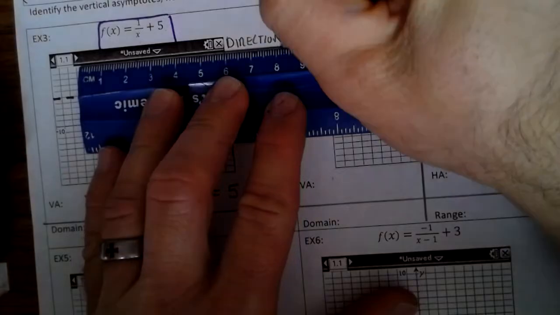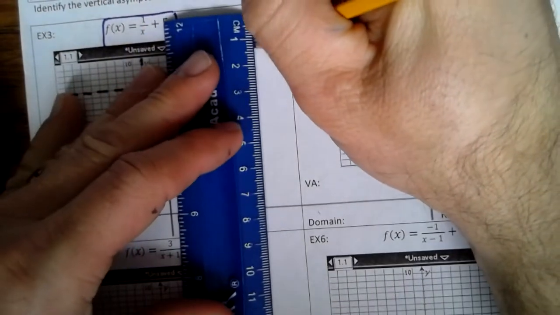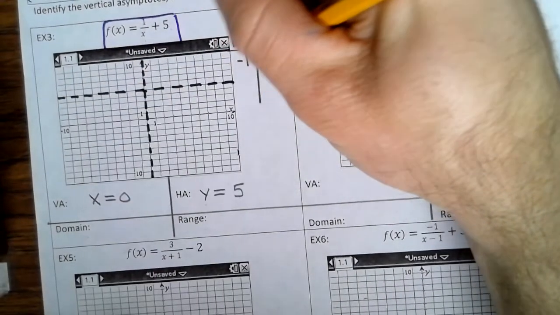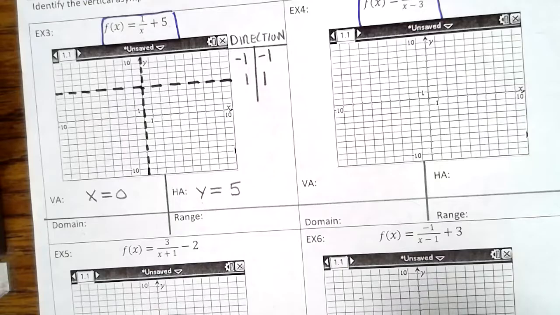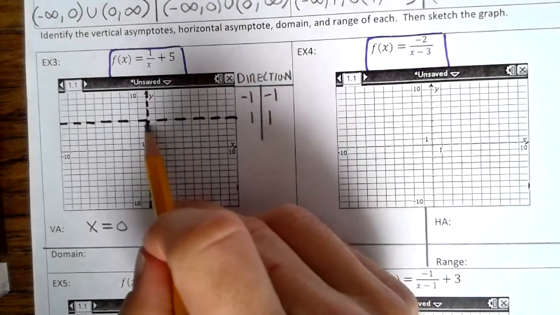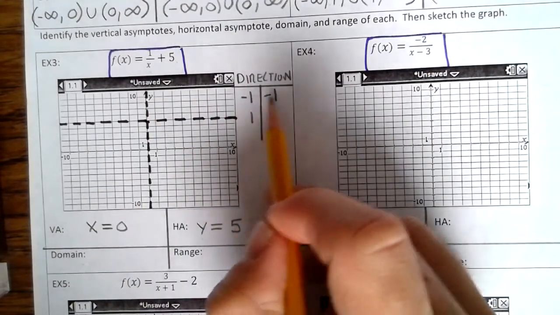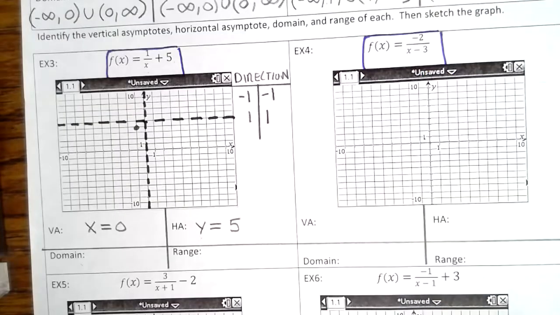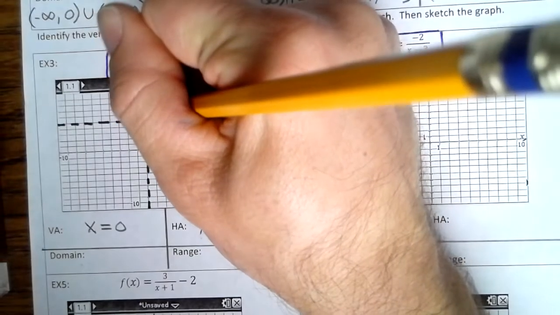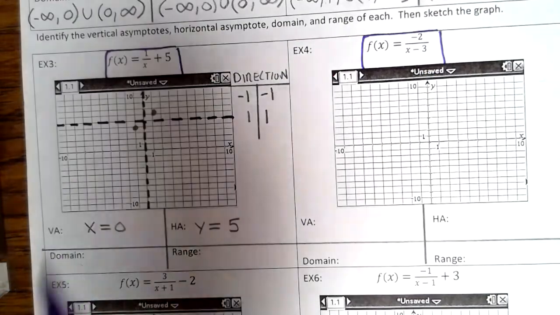Now, for rational functions, your directions are -1, -1, and 1, 1. And you go from the center of the asymptotes with those. So here it means go left 1, down 1. So left 1, down 1. Okay, and then right 1, up 1. Now, once you know the point, you know the curve fits in that point between those asymptotes.